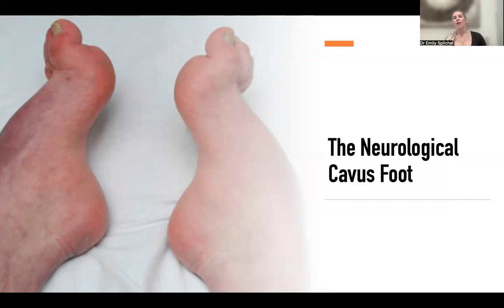Right? There is another type of cavus foot, and you cannot have a cavus foot conversation without talking about the neurological foot. The neurological cavus foot is a very distinct foot. It is very similar to what we're observing here in these photos.